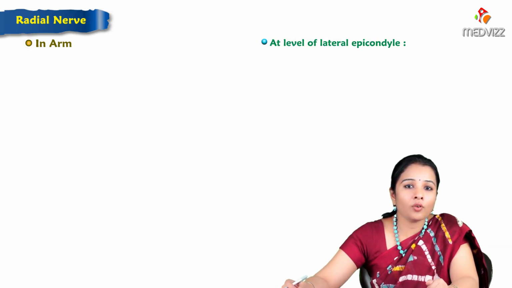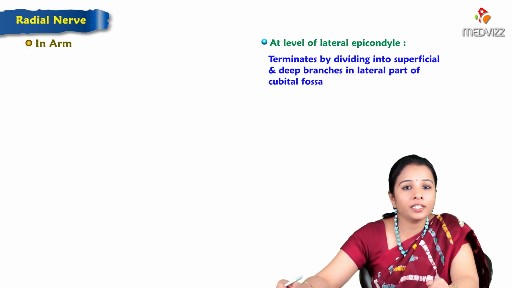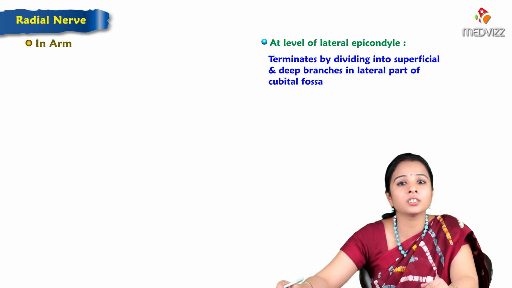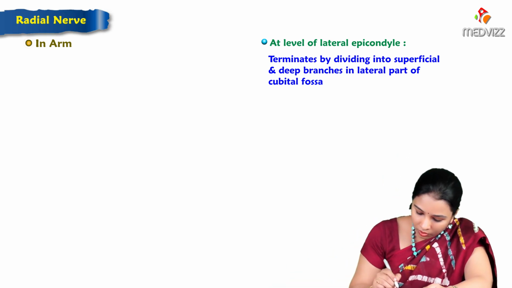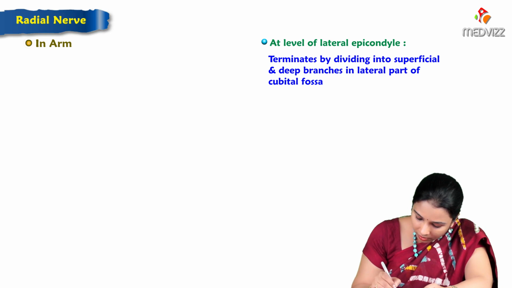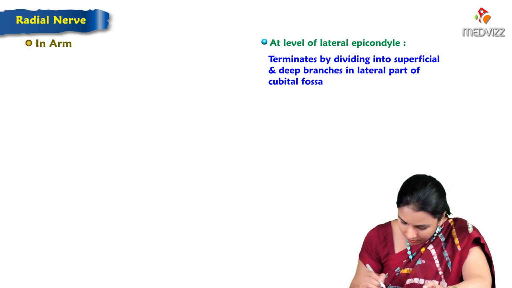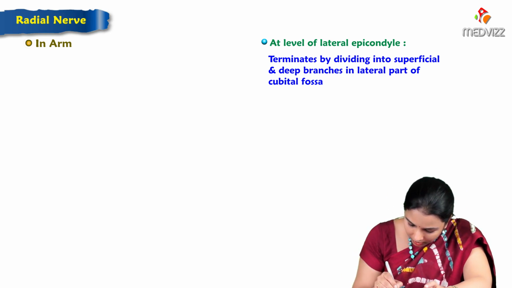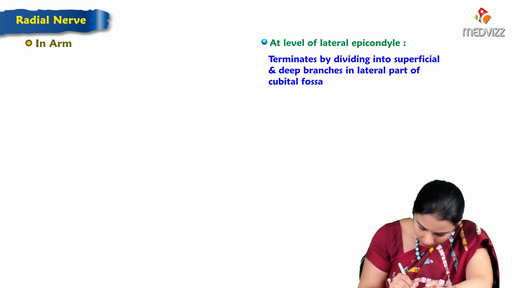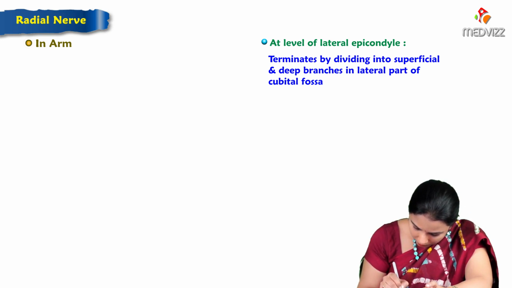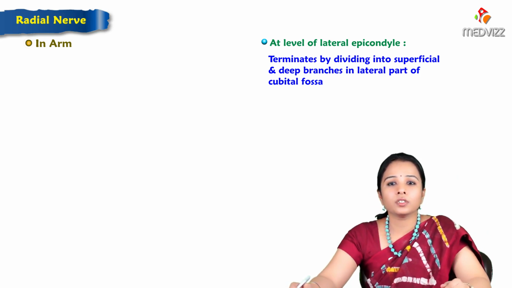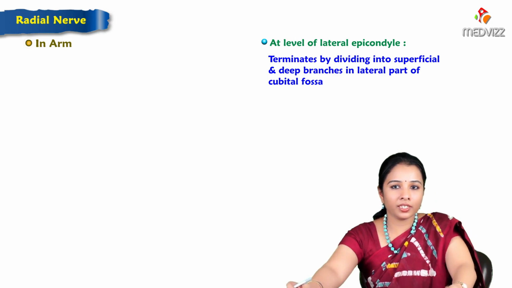So, these 3 branches are given off just above the lateral epicondyle of humerus. At the level of the lateral epicondyle of humerus, the radial nerve finally terminates by dividing into 2 branches. One is the superficial branch, the other is the deep branch, in the lateral part of the cubital fossa. So we can see here it divides into the deep branch and the superficial branch, which are given in the lateral part of the cubital fossa. So it terminates by dividing into superficial and deep branches.